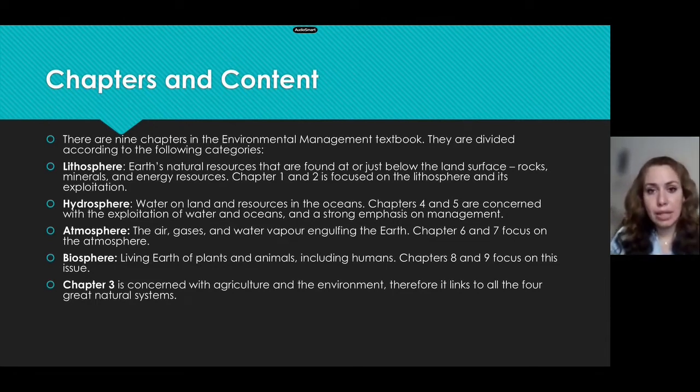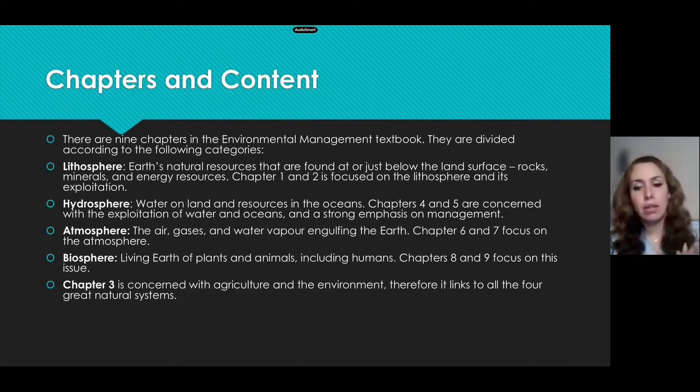The third category is the atmosphere. This is basically the air, gases, water vapor that are engulfing the Earth. Chapter 6 and 7 both focus on the atmosphere. We also have the biosphere. The biosphere talks about living Earth of plants and animals, including humans. Chapters 8 and 9 focus on the biosphere.